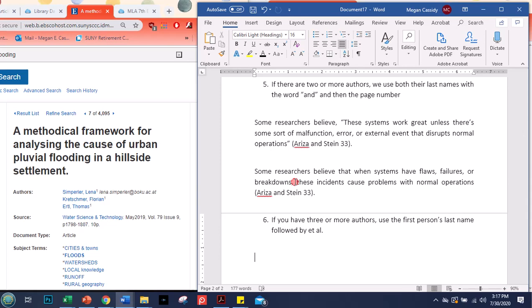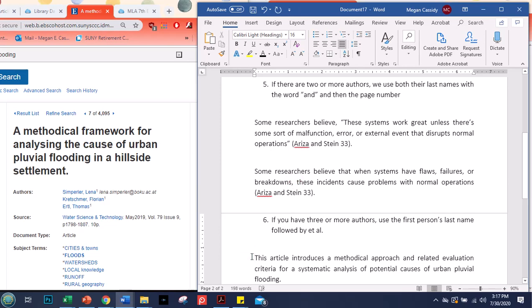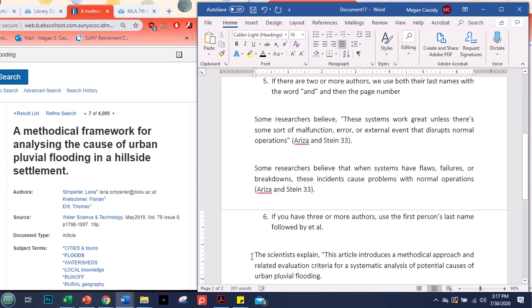So let's take the quote that I grabbed. The scientists explain, and it's a direct quotation, so it needs the quotation marks around it. It's not a paraphrase. And then we are going to put Simperler et al. Whoops, I did that wrong, et al. There we go. There's no page number here, so it's just the last names.